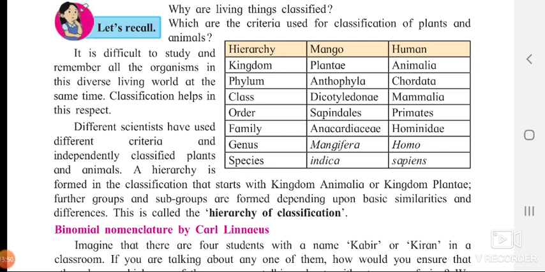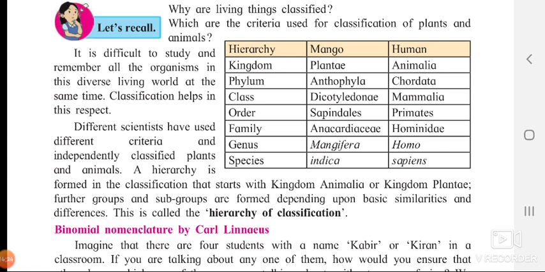The hierarchy in the classification starts with kingdom Animalia and kingdom Plantae. Further groups and subgroups are formed depending upon the basic similarities and differences. This is called the hierarchy of classification. So what is the hierarchy of classification? The hierarchy is formed in the classification which starts with the kingdom Animalia and the kingdom Plantae, meaning the animal kingdom and the plant kingdom.